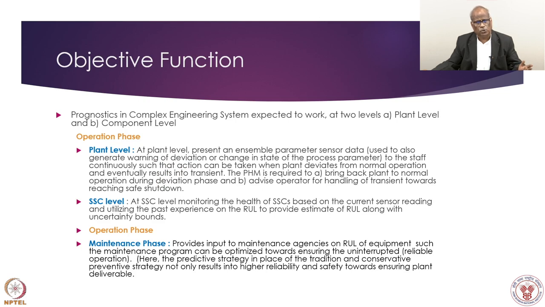So if it is a slow transition, then it is called deviation. So the plant is deviating from normal operation. But when it is a very fast thing, then it is called a transient. Within a very short time, the plant changes from one state to another state, normally a shutdown state. But what is the reason? Those things have to be analyzed. So at plant level, it is a transient analysis which forms.